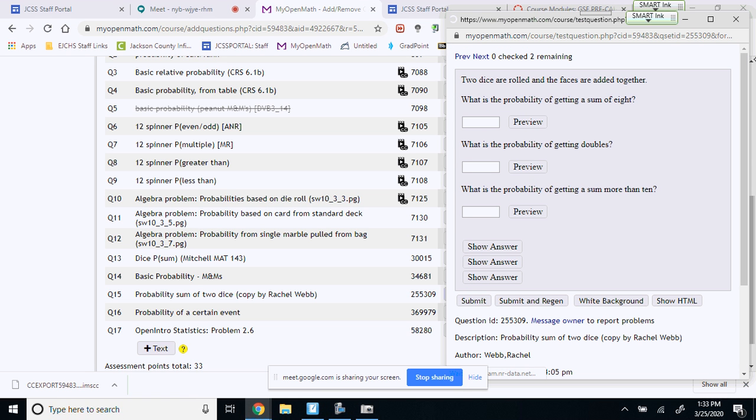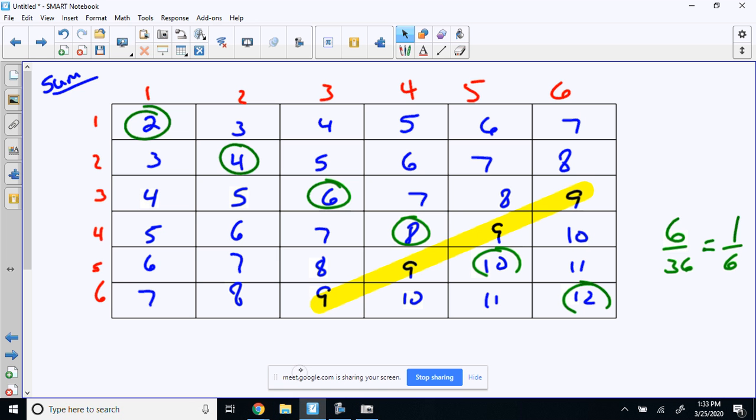All right, it said, what is the probability of getting a sum of 8? We can look at the sample space and look at that, right? Sample space of sum of getting an 8. So if we look over here, how many of these are 8? 1, 2, 3, 4, 5, right? 5 out of how many?